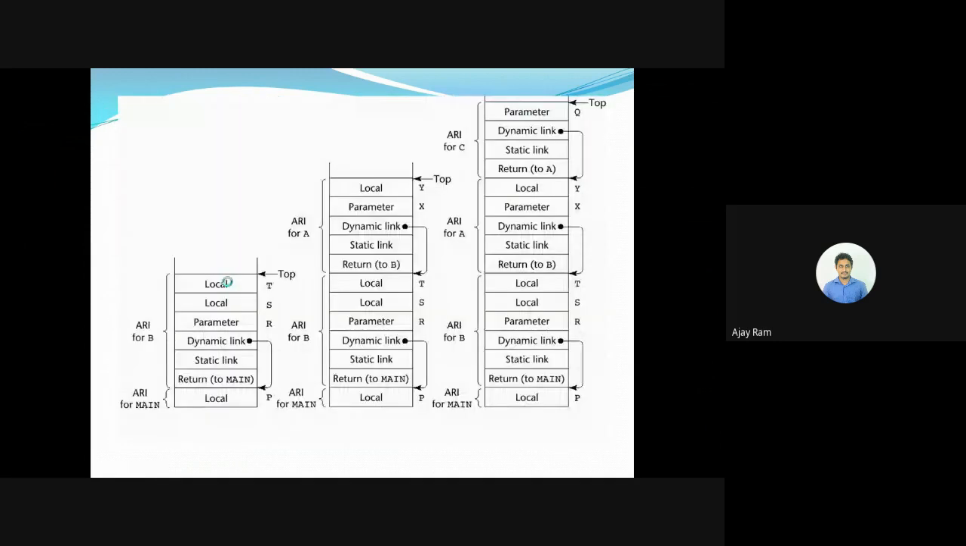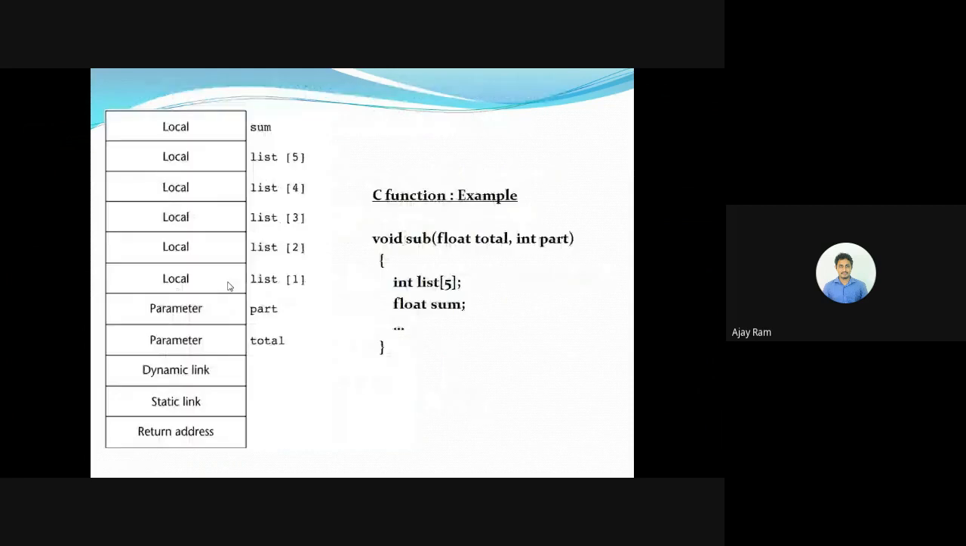After local variables, we have the parameters. So we have two parameters in the given example, total and part. So we have written the parameter part and the parameter total. The dynamic link, static link, and return address are common. So this is about the representation of a simple subprogram. If there is any subprogram in any language like C, Python, or anything, we represent the activation record of the corresponding subprogram in this way.